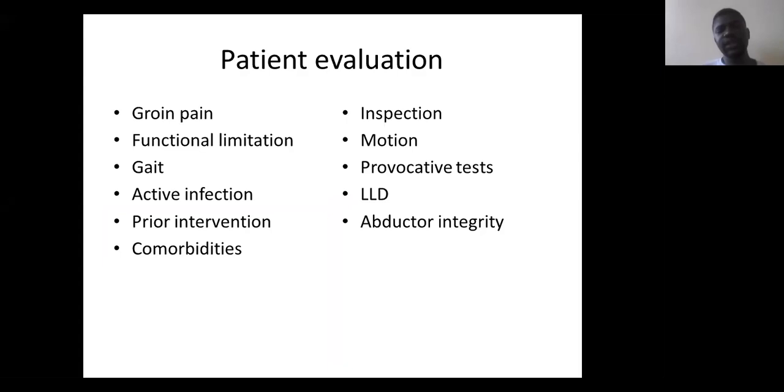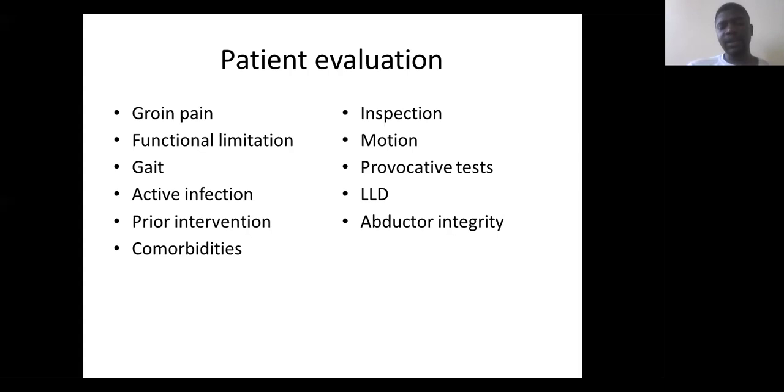So we should assess how the pain is limiting their function in terms of occupation and day-to-day activities. Is it now waking the patient up at night? Any gait disturbances? Then, since this patient is going to have a joint replacement, we want to make sure they don't have any active infection. Then try to find out any prior intervention to the hip, since we need to do a thorough preoperative planning.